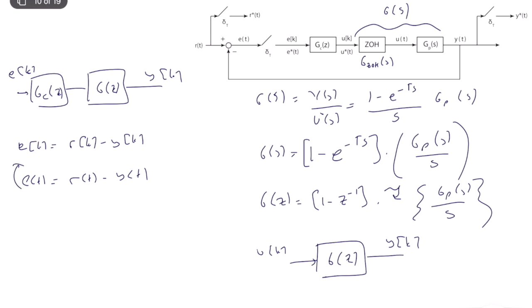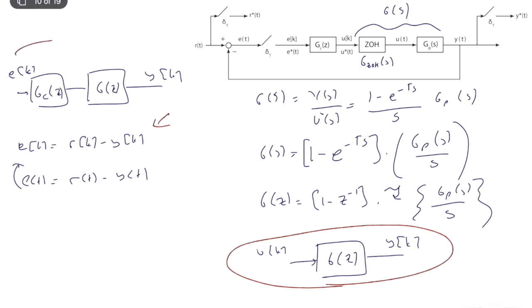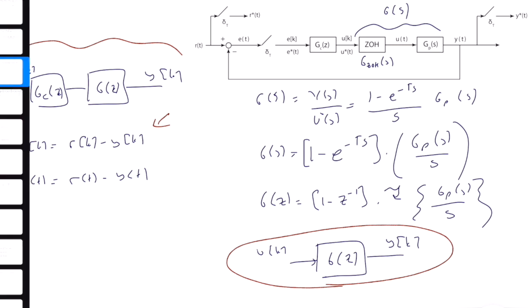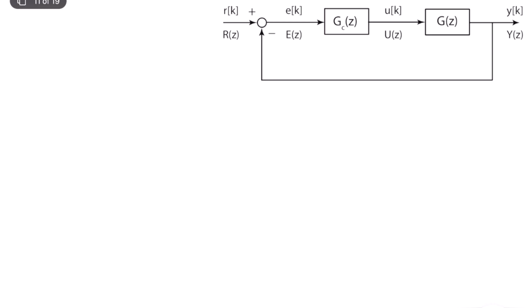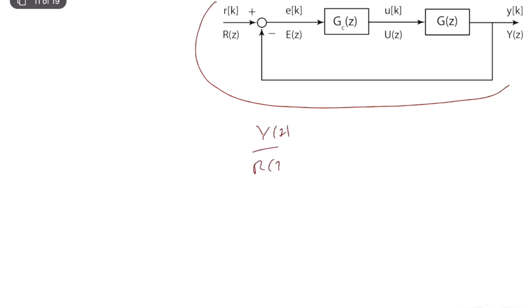So what we can do is, once you discretize your plant transfer function, combined with the zero order hold, to obtain G(z), we can transform everything into a complete discrete time domain, because this is a discrete time expression and everything is discrete. So we can reduce the system into this form. Once you discretize your plant together with the zero order hold operation, we can transform everything into a purely discrete time domain.